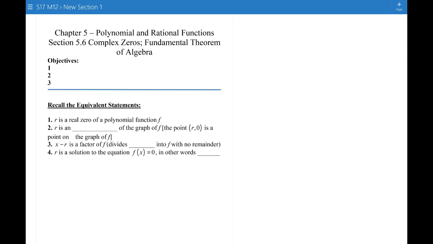This is the last section in Chapter 5, Polynomial and Rational Functions, and we're going to talk about complex zeros and also the fundamental theorem of algebra. So the first objective is going to be to use the conjugate pairs theorem.